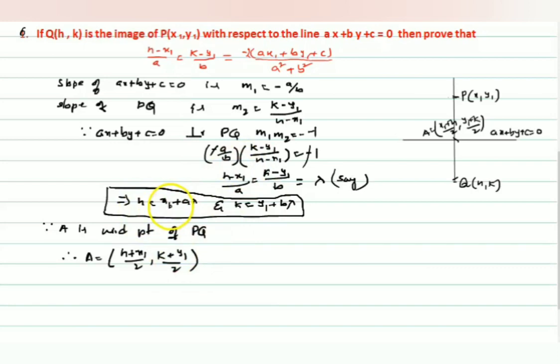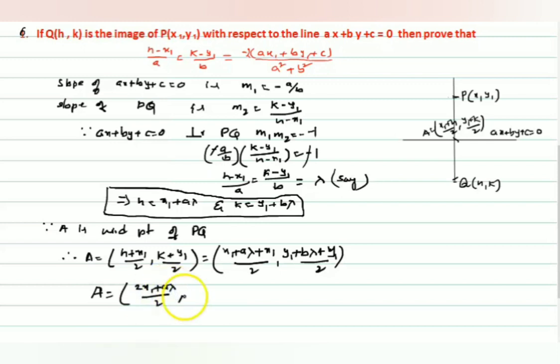Since H is equal to this and K is equal to this, substitute in it. Therefore the point becomes H is x1 plus A lambda plus x1 by 2, K is also y1 plus B lambda plus y1 by 2. Therefore the coordinates of A are 2x1 plus A lambda by 2 comma 2y1 plus B lambda by 2.